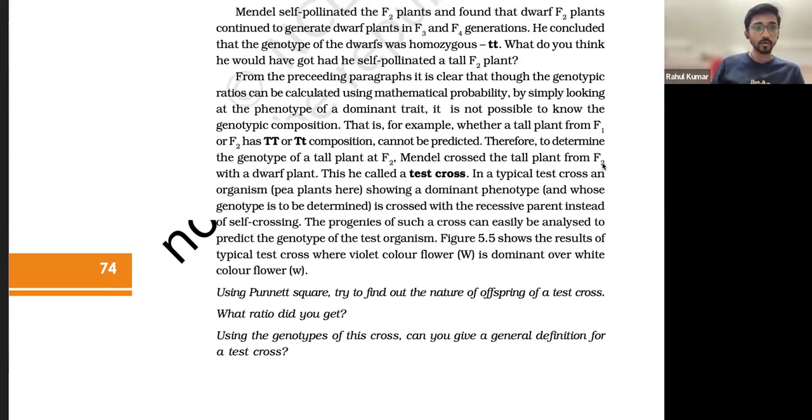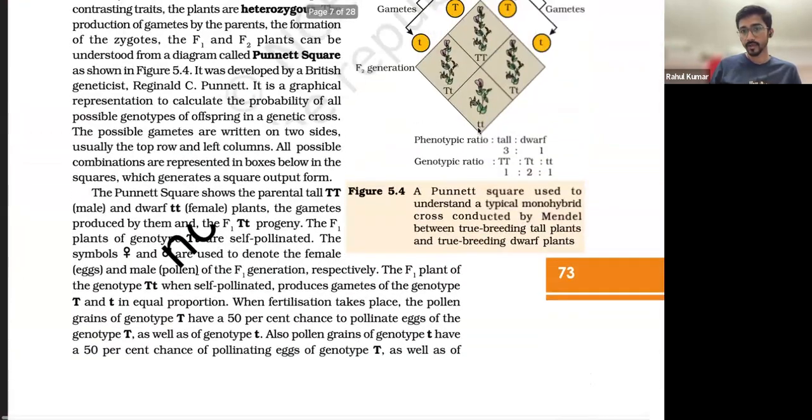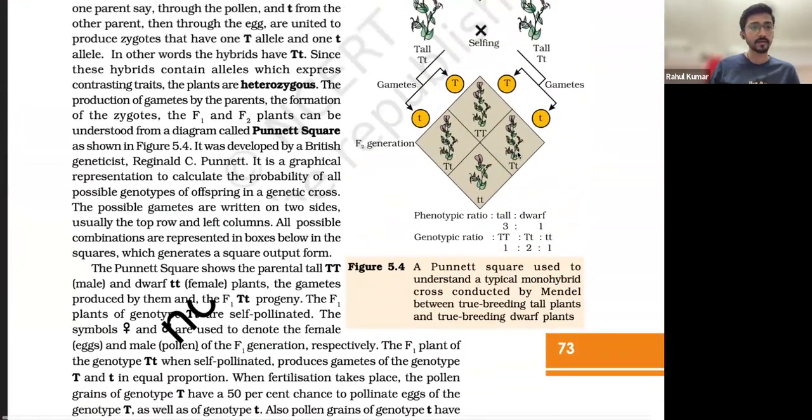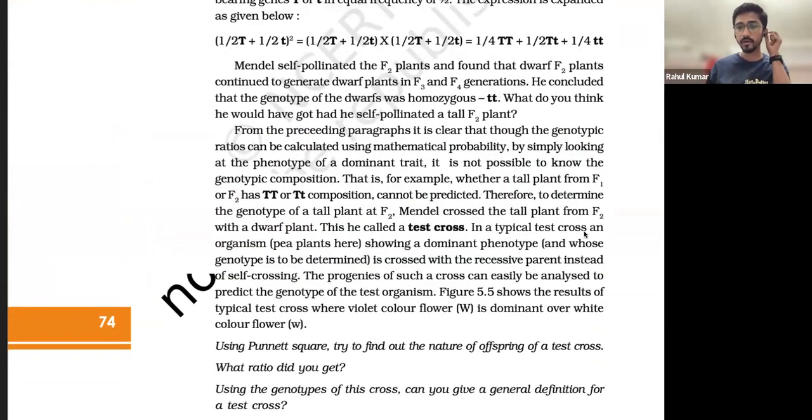There are 2 different kinds of tall plants in F2, right? One is pure line and 2 are heterozygous. So what Mendel did, Mendel crossed the tall plant from F2 with a dwarf plant. And this he called a test cross. So this cross is done to test the genotype of a dominant character.